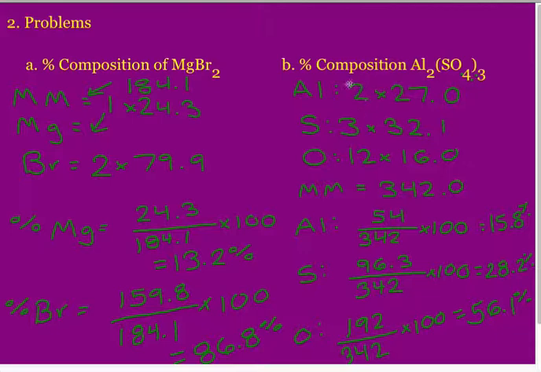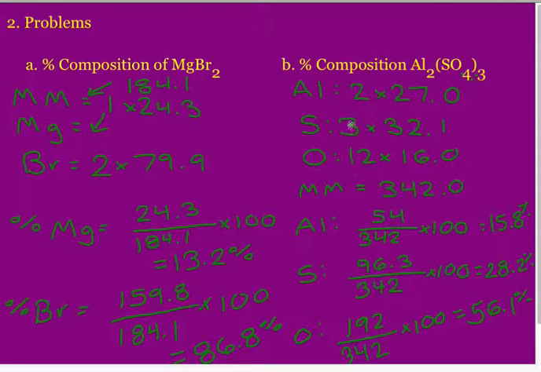What I did here is my individuals: 2 aluminums, 3 sulfurs, and 12 oxygens. The numbers on the right represent their molar masses from the periodic table. When I added those all up, I got a molar mass of 342.0. My aluminum is 2 times 27, which is 54. That's the part I'm looking for, divided by my total, the molar mass, times 100, and I get 15.8% aluminum.